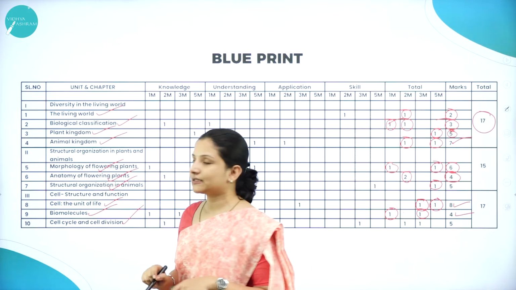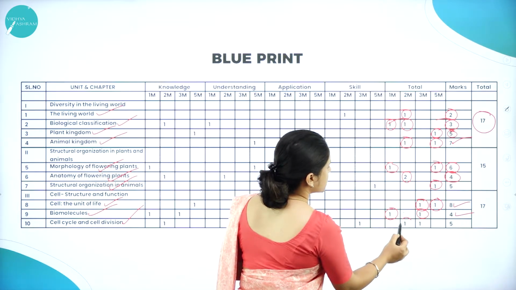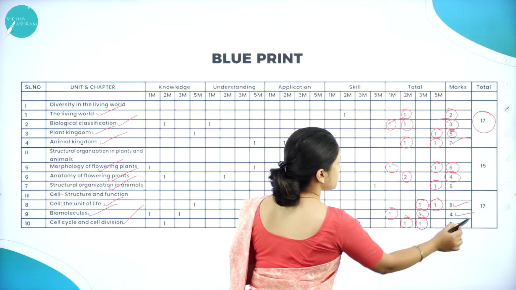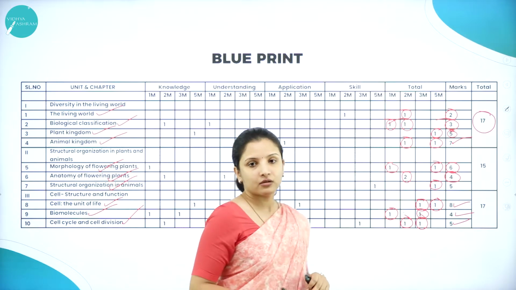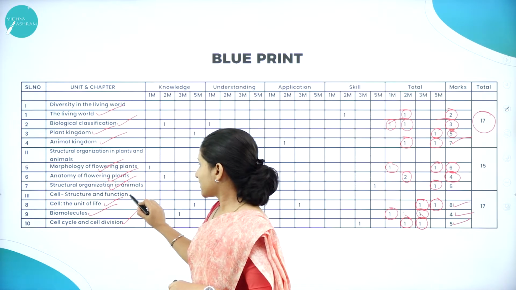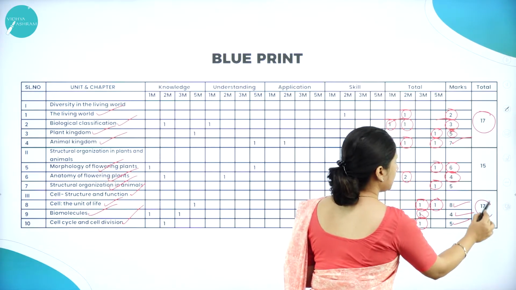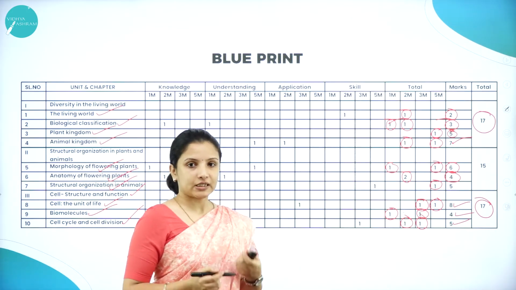Next, cell cycle and cell division. They will ask 1 question for 2 marks and 1 question for 3 marks. Therefore, it has a weightage of 5 marks. And your third unit, that is cell structure and function, carries a total weightage of 17 marks. So it is easy. According to the blueprint, if you study, it is easy.